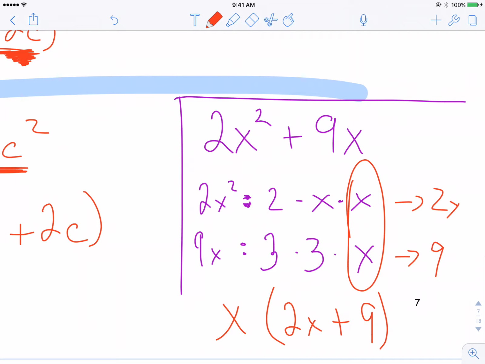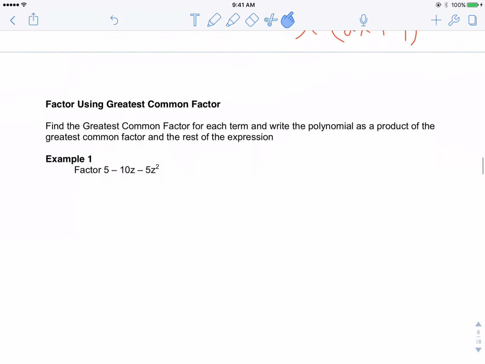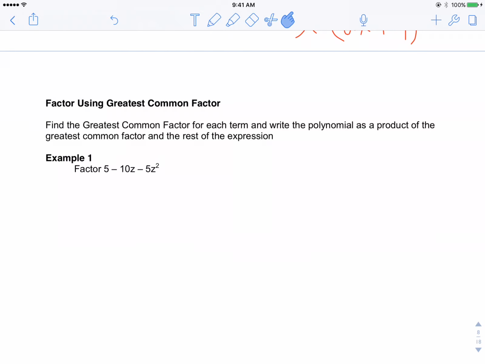And again, that's using greatest common factor, which is what we tend to focus on when we are doing most of our factoring work through the rest of this chapter. Okay? So factoring using greatest common factor. Find the greatest common factor of each term. Write the polynomial as a product of the greatest common factor and the rest of the expression.